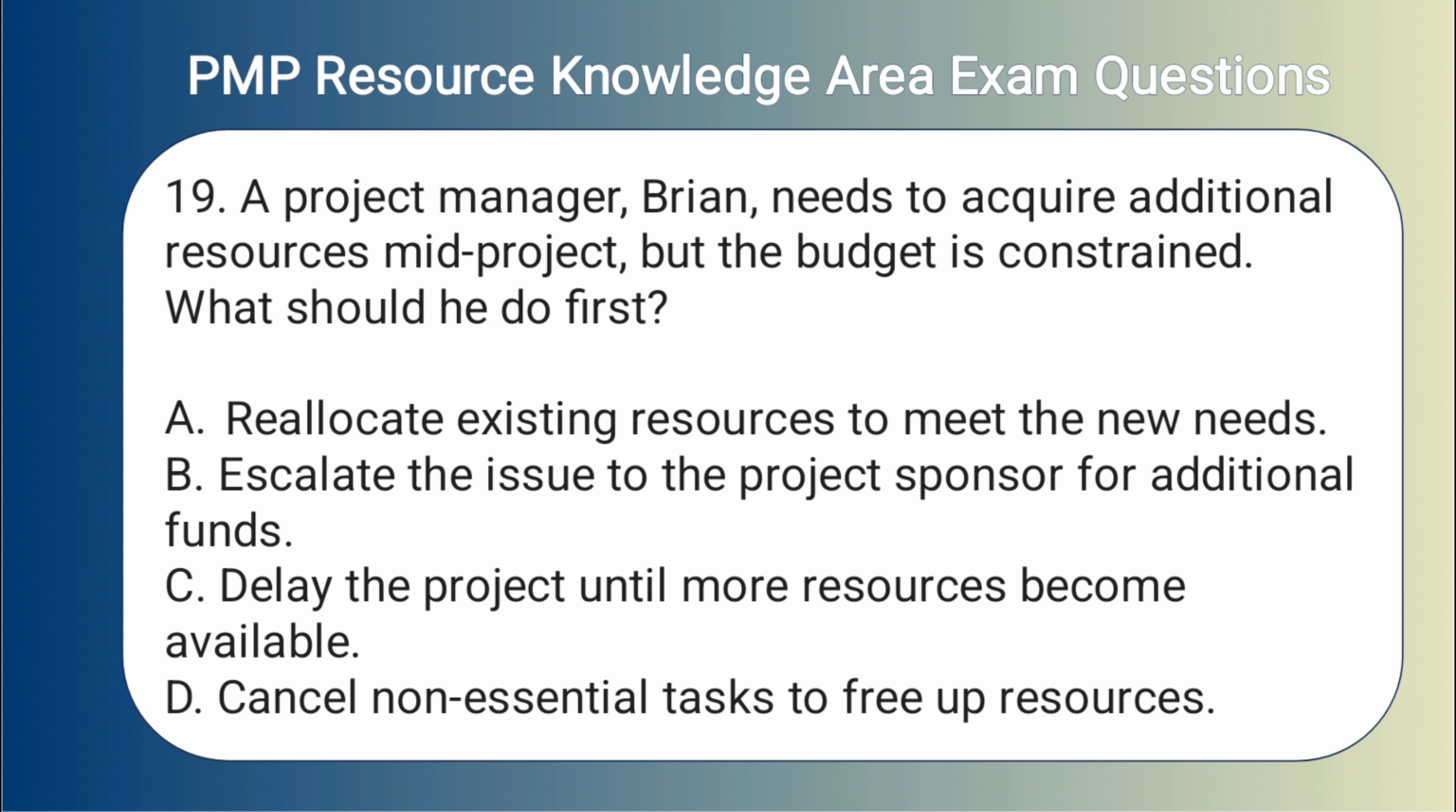19. A project manager, Brian, needs to acquire additional resources mid-project, but the budget is constrained. What should he do first? A. Reallocate existing resources to meet the new needs. B. Escalate the issue to the project sponsor for additional funds. C. Delay the project until more resources become available. D. Cancel non-essential tasks to free up resources.